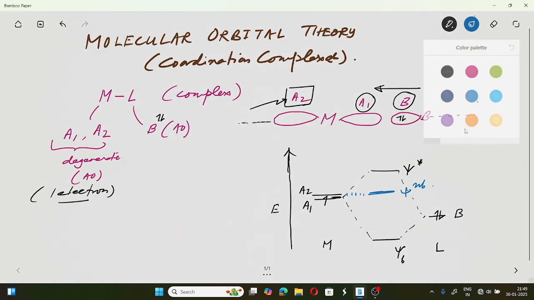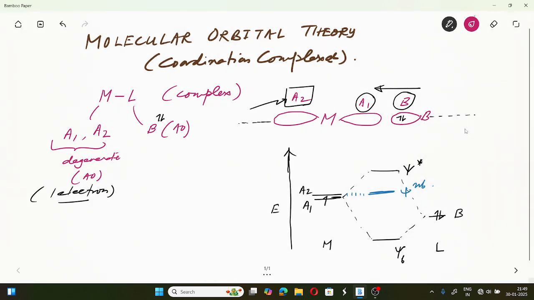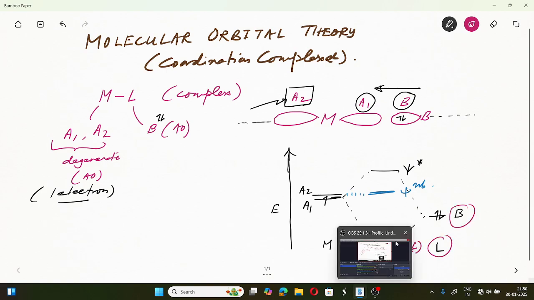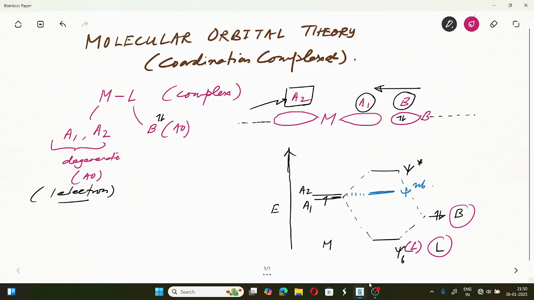Now, if you look into these molecular orbitals, the nature of these molecular orbitals, this will be of more ligand character because it is closer to the ligand, isn't it? Now this one will be of more metal character. It is closer to the metal. And also this will be of practically 100% metal character. Isn't it?